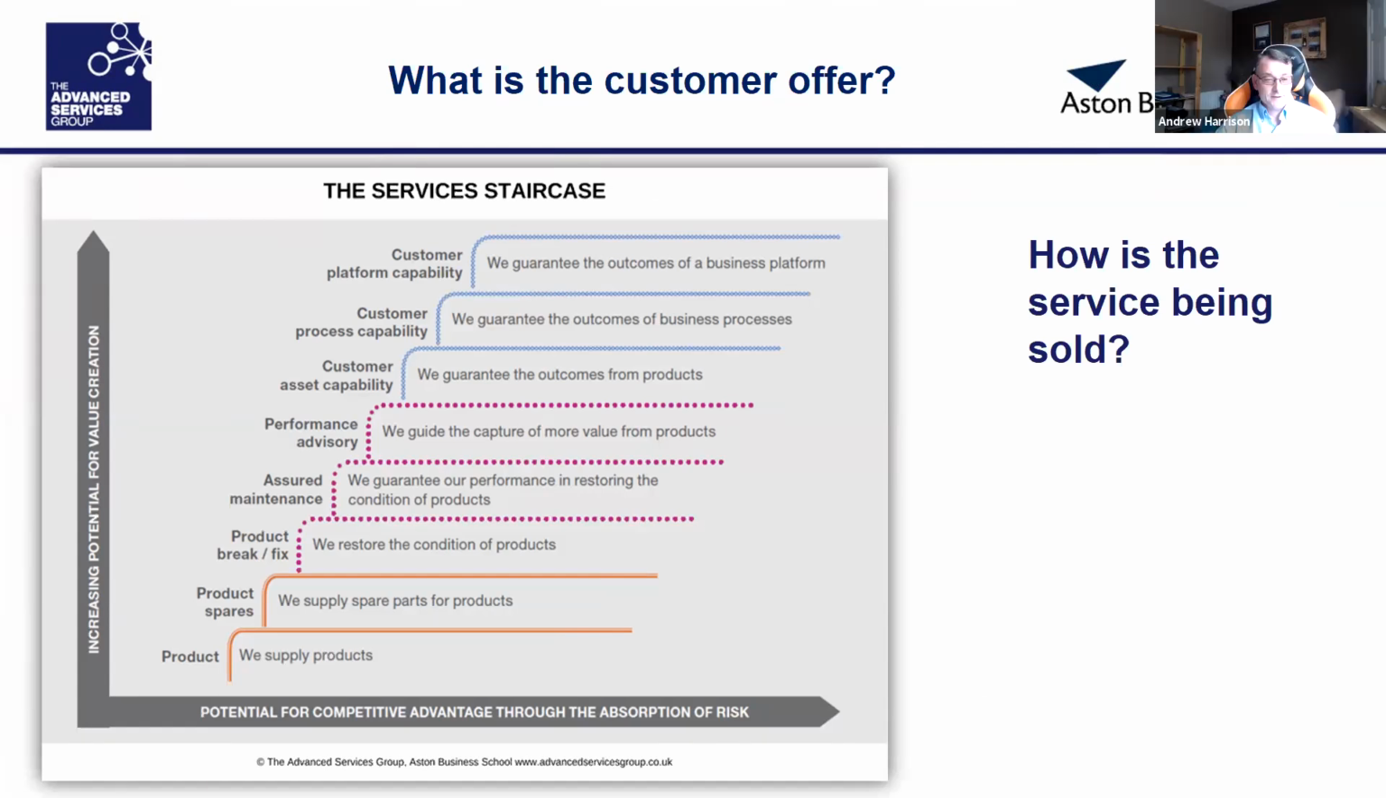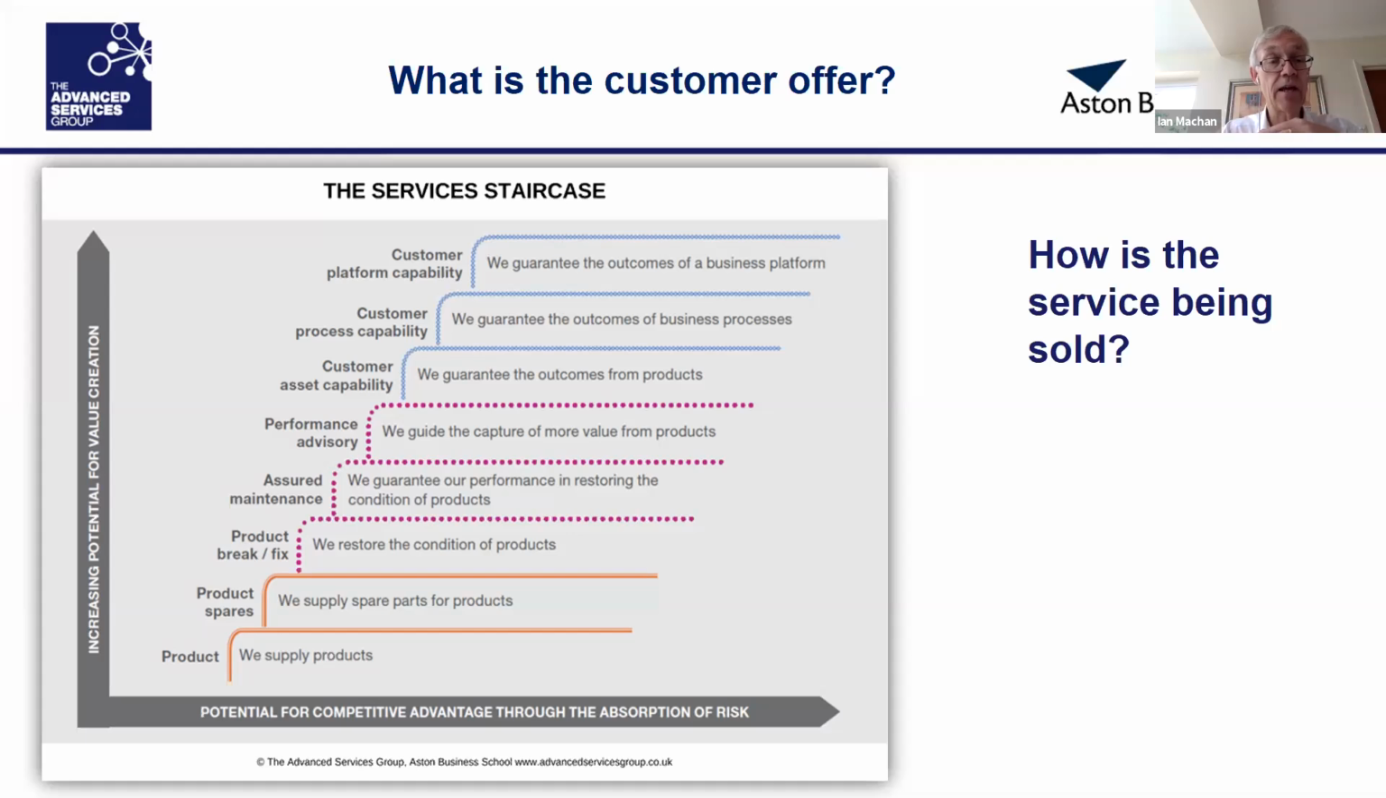Yeah, fine, thank you. So what I've got on the screen here is the services staircase, and the reason we put this up is it's one of the models that we use to explain to manufacturers how you can compete in different ways. The services staircase shows that as you move up the staircase from bottom to top, you're looking to add increasing value to the customer that would buy your product or your service. And as you move from left to right along the x-axis, essentially you're looking to create a competitive advantage by adding in extra value services and the absorption of risk away from the customer.